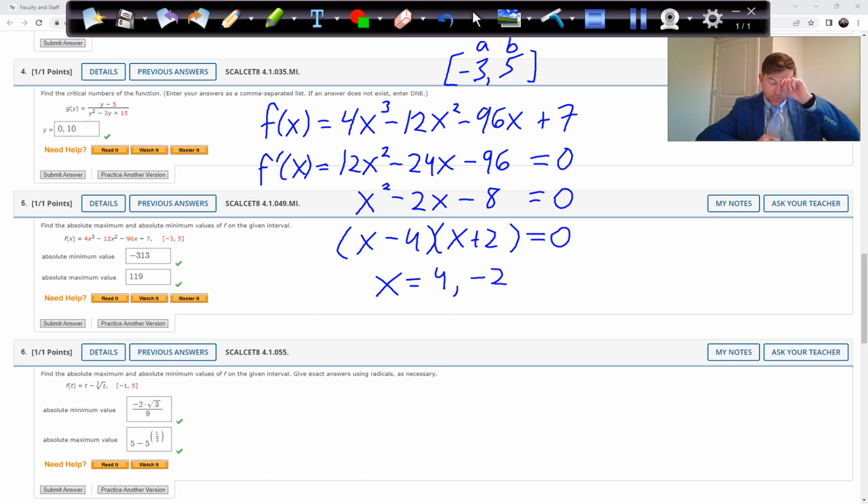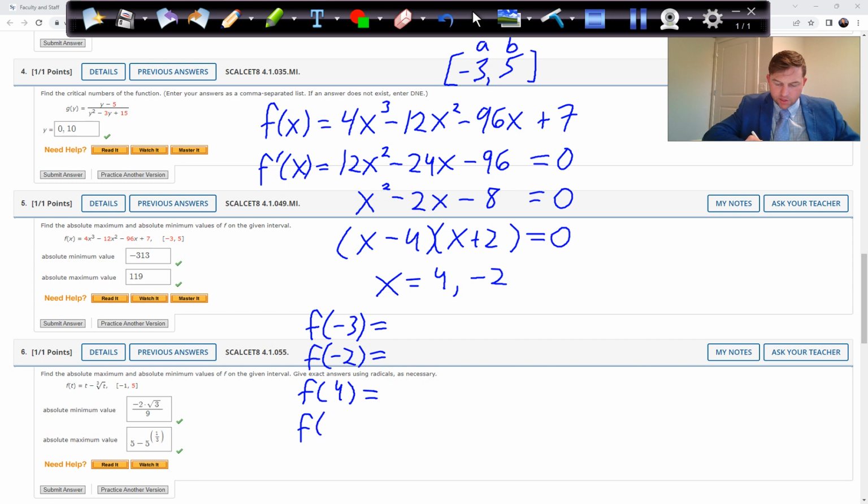Now, you want to check and make sure that those are both in the interval. So 4 is in between minus 3 and 5, and negative 2 is in between minus 3 and 5. So we're going to have to check all four numbers. We're going to plug in f of a, the next biggest number, which is minus 2, the next biggest number, which is 4, and the next biggest number, which is 5, the endpoint. And we're plugging them into the original equation.